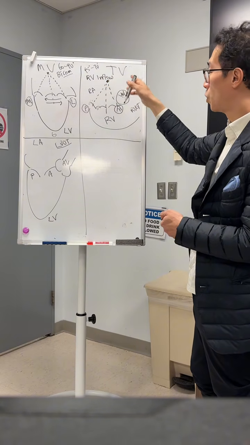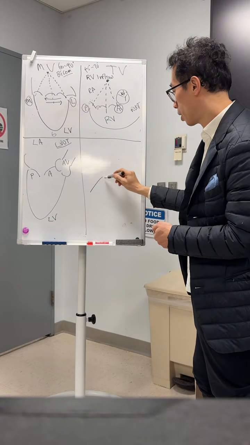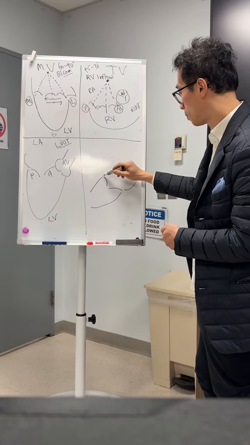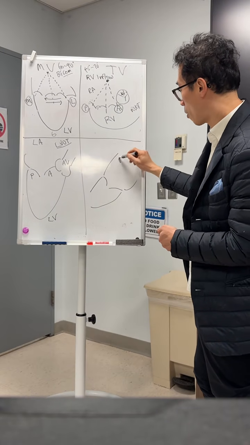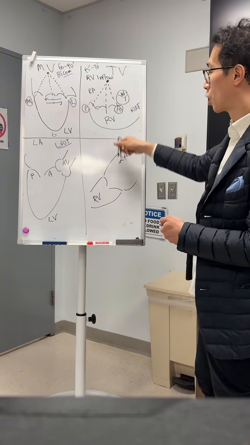What your corresponding grasping view is going to be is here. So this is RA, this is RV. This is your grasping view.